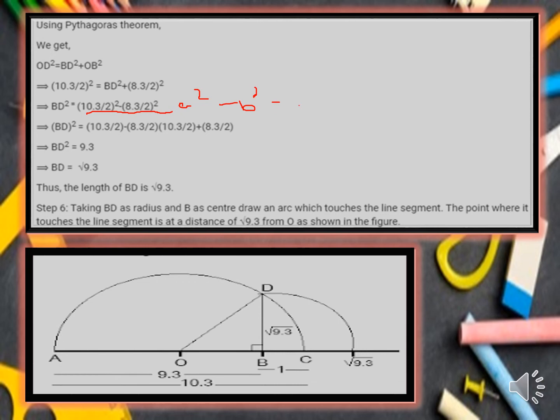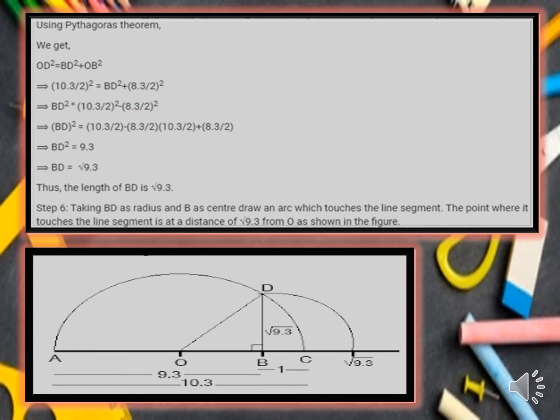So we can make it as A plus B into A minus B. So it will be like 10.3 by 2 minus 8.3 by 2 into 10.3 by 2 plus 8.3 by 2. When we are subtracting and adding each other and multiplying the both, we will get it as 9.3. They have asked to represent root 9.3 on the number line. It's just 9.3, so we are going to bring the square inside so that it will be root 9.3. So what we want is root 9.3.